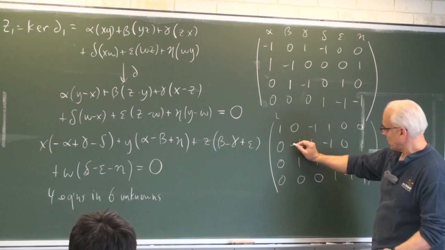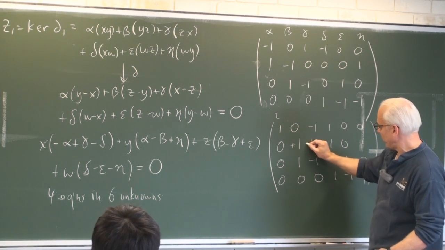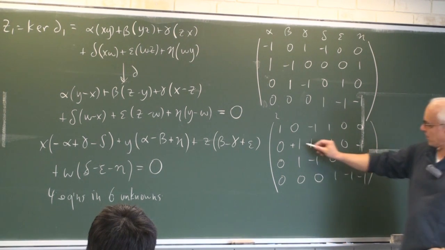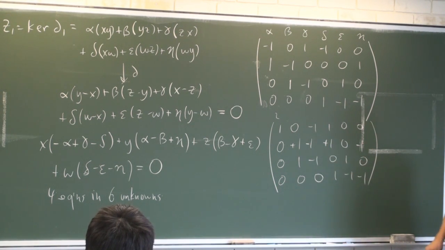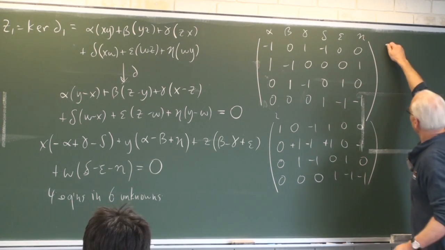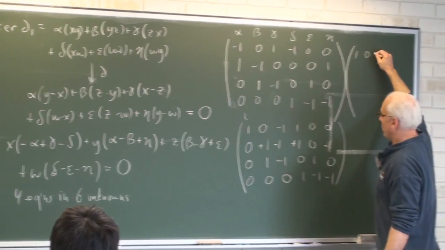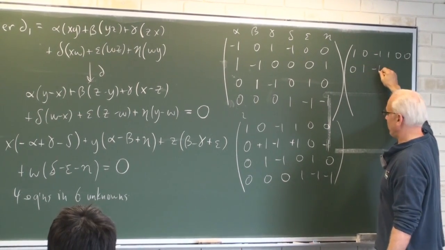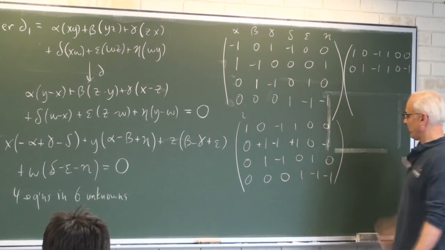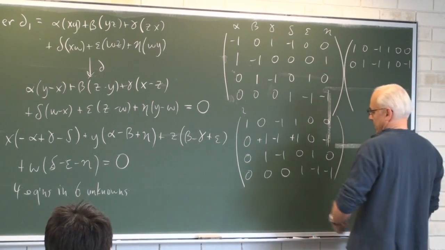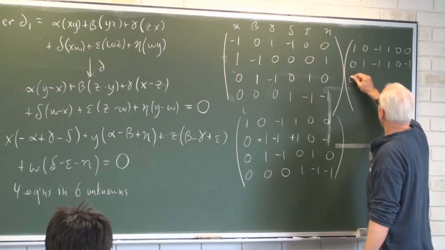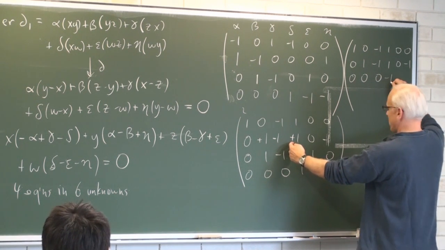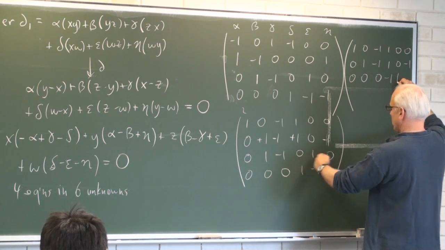I hope you'll forgive me if I just work on here. So let me just multiply this second equation by minus 1. So I get a 1 here, so I can just use that to get rid of the 1 below it. So the first row is 1, 0, minus 1, 1, 0, 0. The second row is 0, 1, minus 1, 1, 0, minus 1. Then I can take this row and subtract the first row. So this minus this is also 0, and this minus this is minus 1, 1, 1.